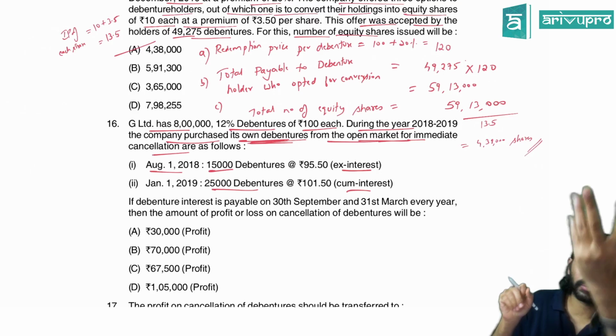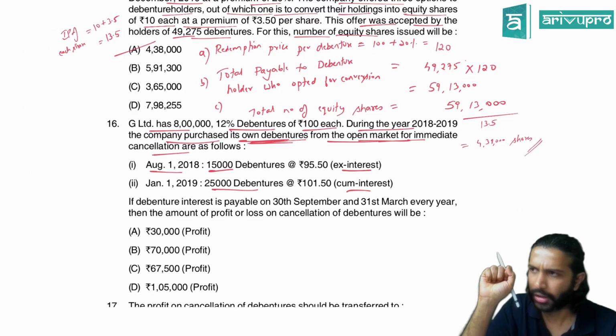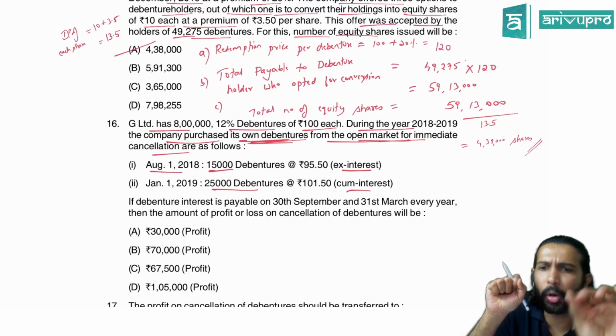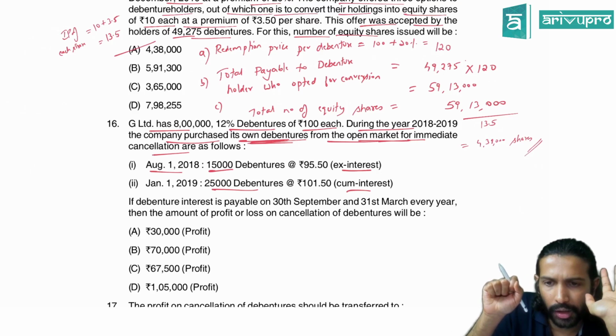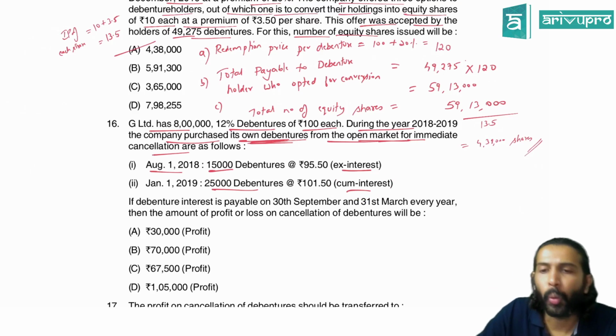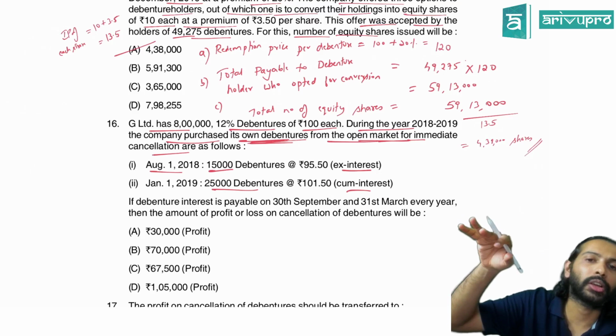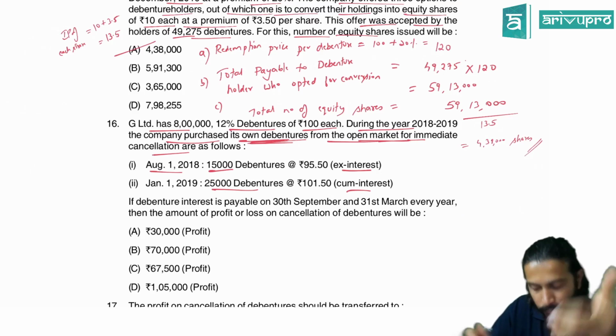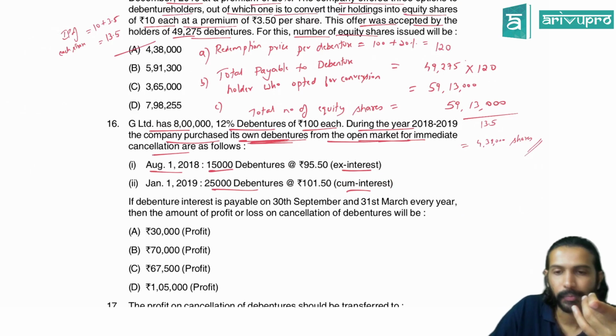Meaning they went to the market, they bought their own debentures. That means they have to pay some money to buy their own debentures back. Correct? I'm calling that the purchase price. But here, if the purchase price is cum interest, what it means is the purchase price of the debentures includes an interest component also. Hence we are calling it cum interest.